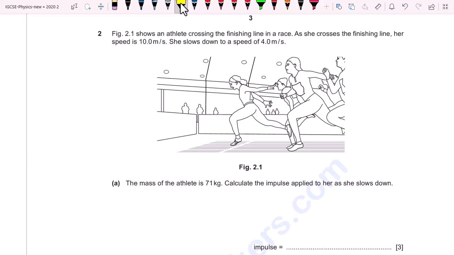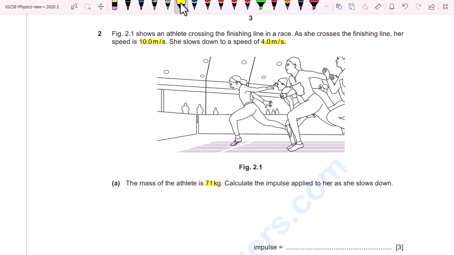Question number 2. Figure 2.1 shows an athlete crossing the finishing line in a race. As she crosses the finishing line, her speed is 10.0 meters per second. She slows down to a speed of 4.0 meters per second, so her speed decreases and becomes 4 meters per second. Part A. The mass of the athlete is 71 kilograms. Calculate the impulse applied to her as she slows down.